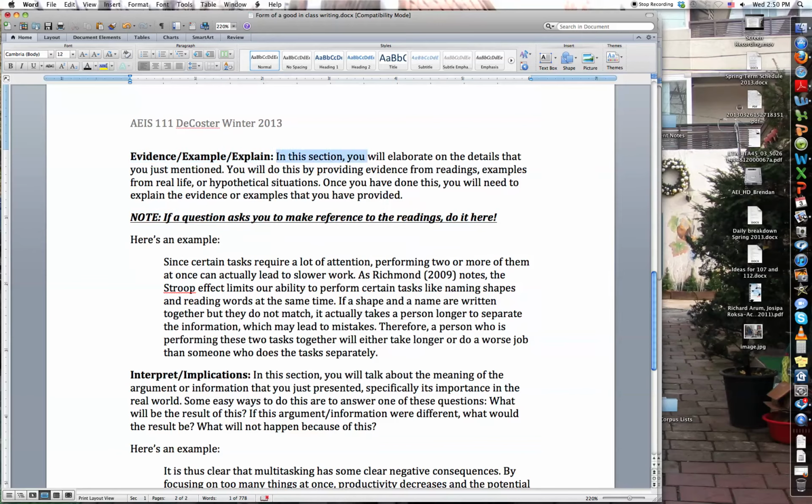In this section, you're going to elaborate on the details you mentioned. You're going to provide evidence from readings, examples from real life, or hypothetical situations to do that. And very, very importantly, once you've done this, you will need to explain the evidence or examples that you provided. Specifically, what you're doing right here is you're providing a link. The reason we call it a link is because we need to show how this evidence or these examples actually prove the point that we're making.